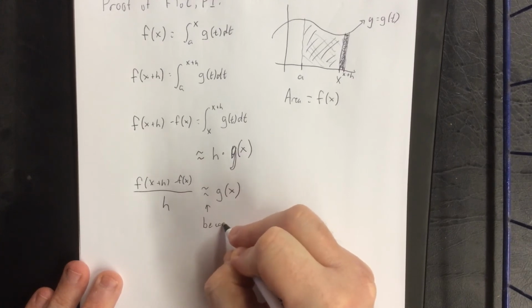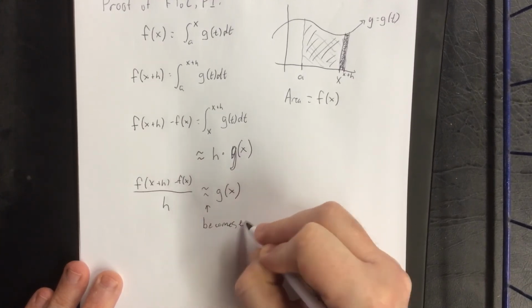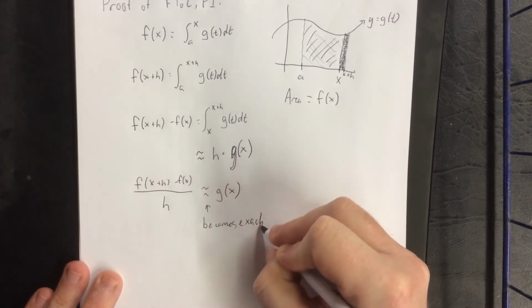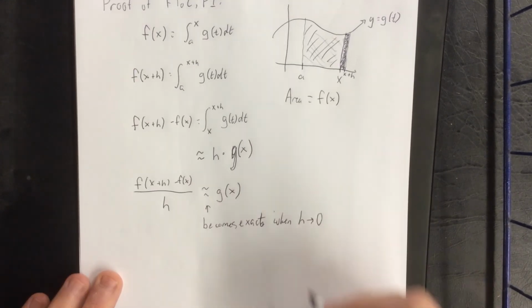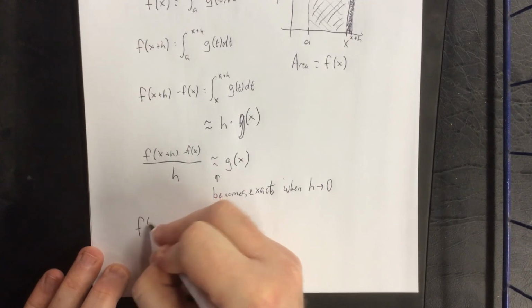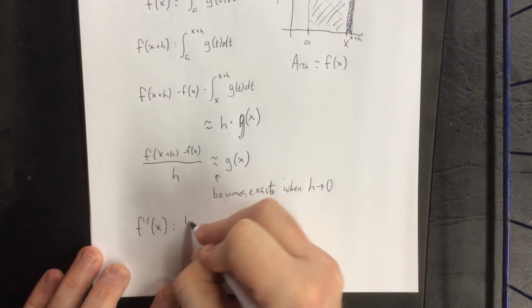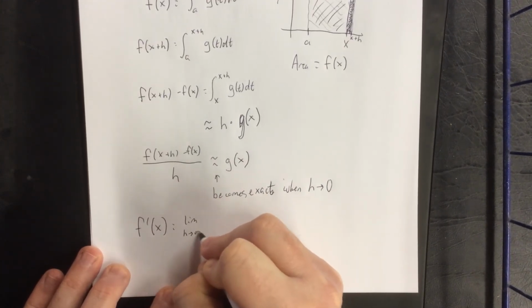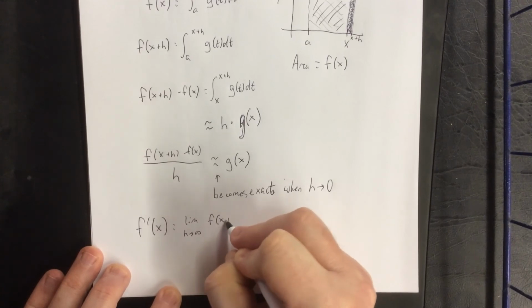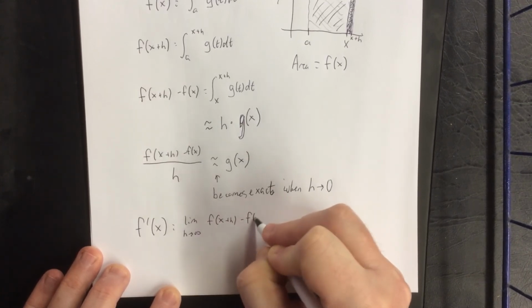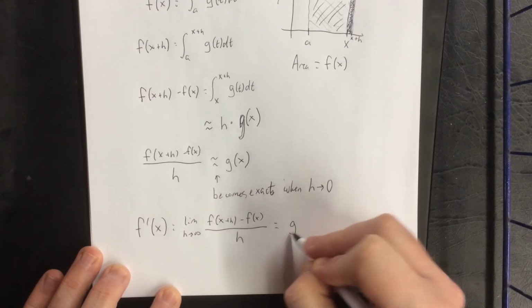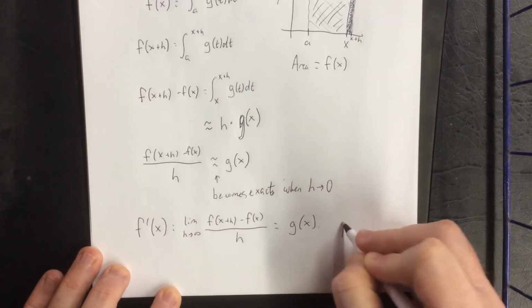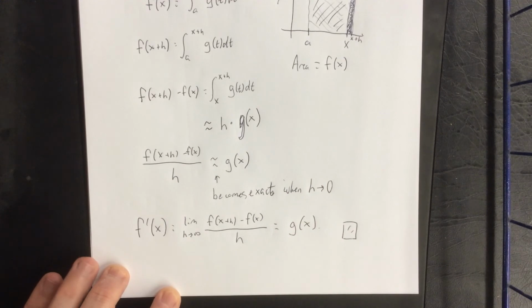This becomes exact when h goes to 0, which means that f prime of x, which is the limit as h approaches 0 of f of x plus h minus f of x all over h, that's going to be exactly equal to g of x. And that completes my proof.